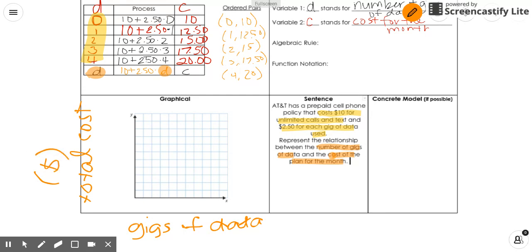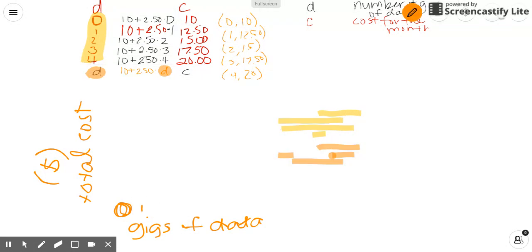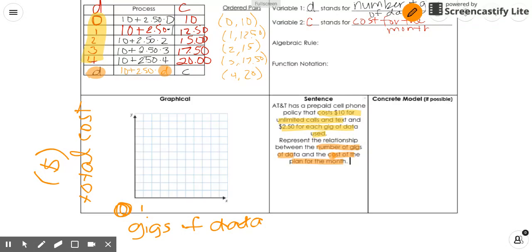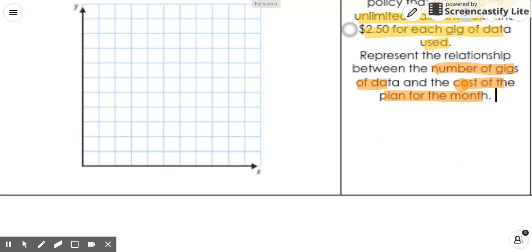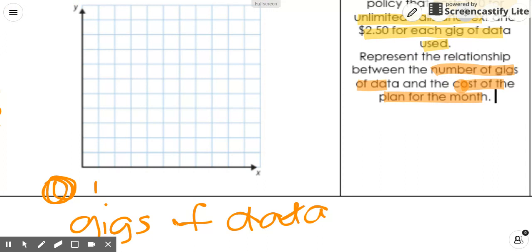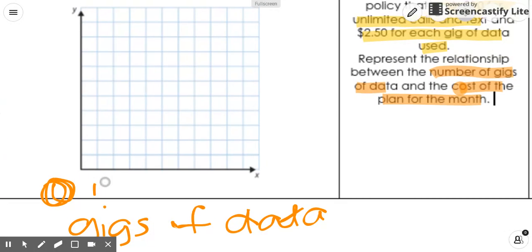Okay, so I got to choose what I want to count by. So in the gigs of data, remember we always start at 0, and then I'm going to build from there. So let's do 1, 2, and let me zoom in so that we can see this better, so I can write it better. Okay, so there's 0, 1, here's 2, here's 3, here's 4, here's 5, and it can keep going.